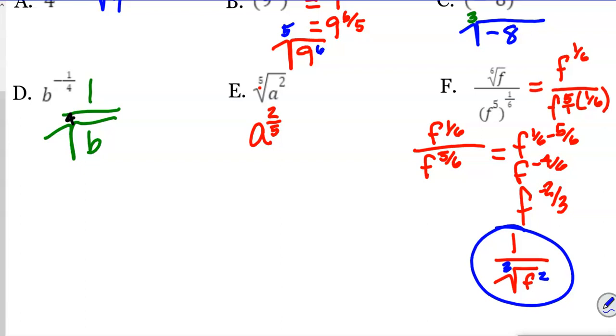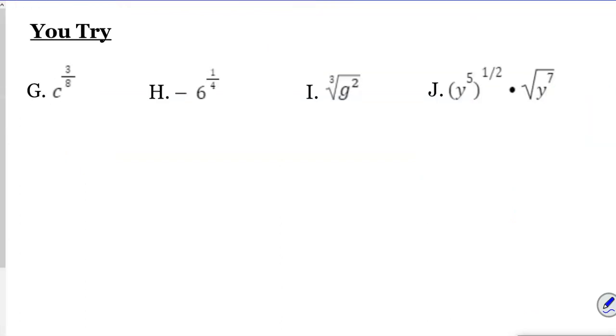All right, so now I'd like you guys to try these and then come back to me when you're done, okay? We'll do one at a time. So let's go ahead and do G, pause me, and come back to me. We're going to write that one as a radical, right?